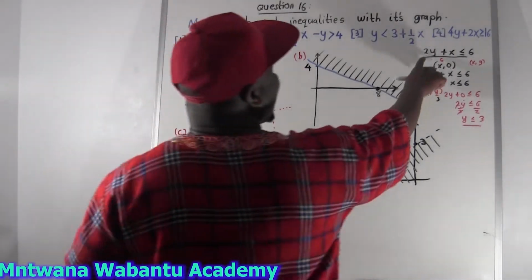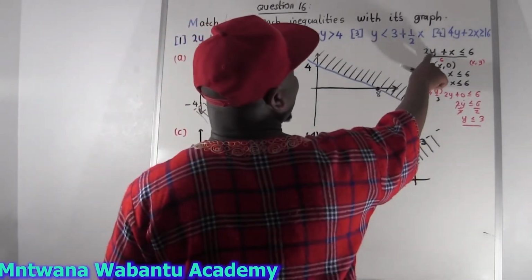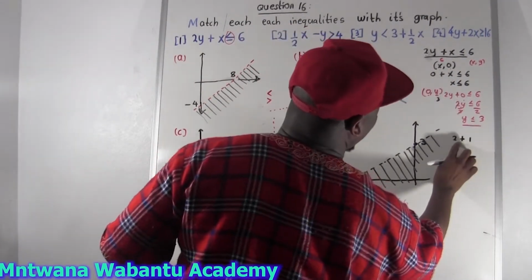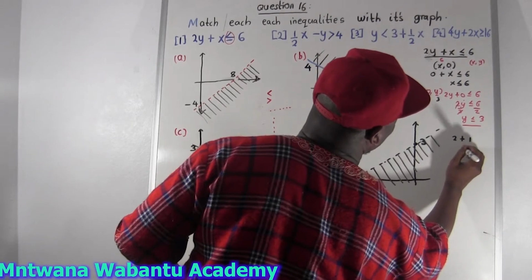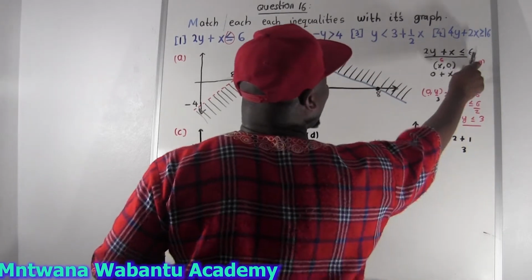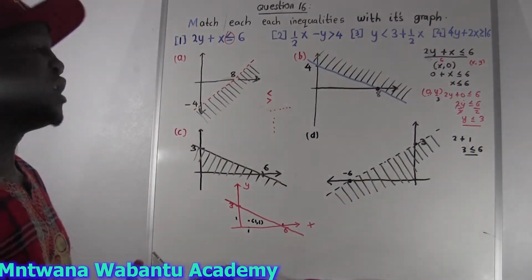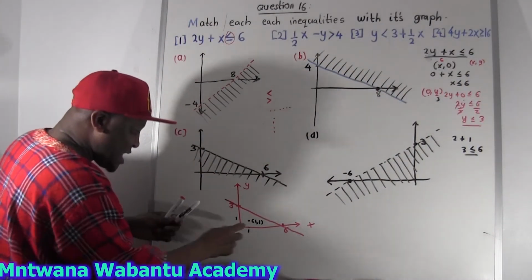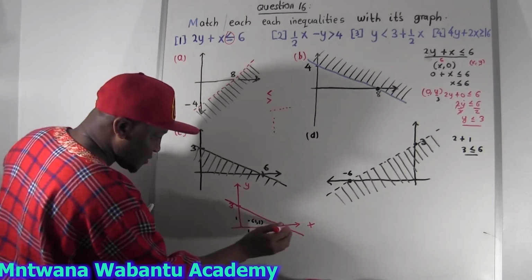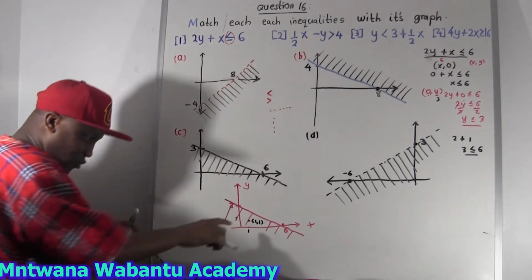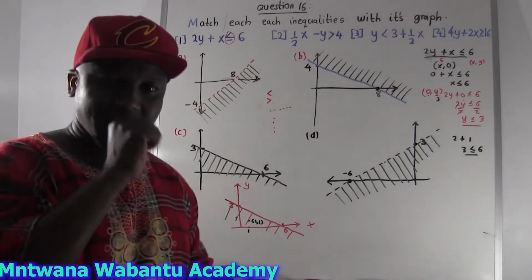What is y? With x equal to 1, it means 2 times 1 is 2, plus what is x? 1. Now 2 plus 1 equals 3. Is 3 less than or equal to 6? Yes, it's true. So if it's true, then we shade here, below. This is true, that's why we shade that side. You know what I'm saying?